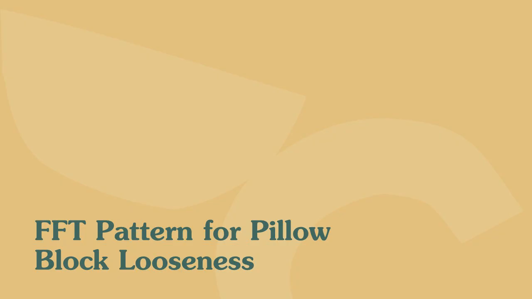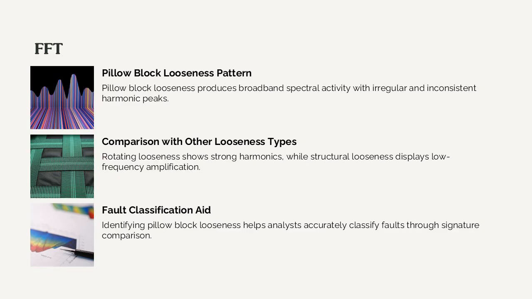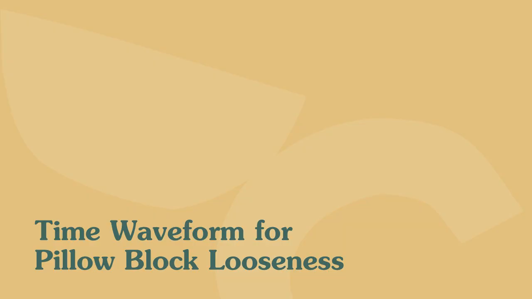FFT pattern for pillow block looseness. This slide describes the typical FFT pattern for pillow block looseness. Unlike rotating looseness, which shows strong harmonics, or structural looseness, which shows low-frequency amplification, pillow block looseness often produces broadband spectral activity with irregular harmonic presence. The spectrum may appear noisy, with inconsistent peaks and random energy bursts due to the unpredictable movement of the bearing housing. This slide helps analysts identify the signature by comparing it with those of other looseness types, reinforcing accurate fault classification.